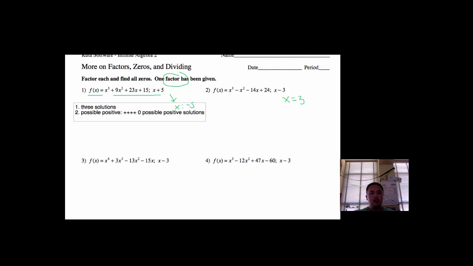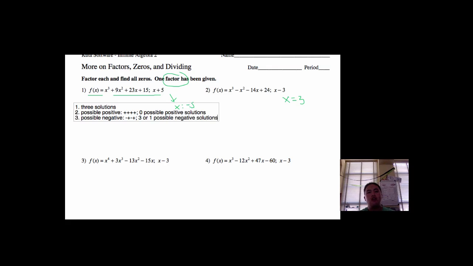Okay, so far? Now I'll do the negative. Remember, to do negative, I'm only changing the signs of odd exponents. So the first one I have x to the third, because it's odd, what was once positive, I'll make negative. I have 9x squared, because it's a squared, that will stay positive. I have this plus 23x, because it's odd, instead of a plus, it's now going to be minus. And this plus 15 will stay plus. Now, how many sign changes do I have? I have 1, 2, and 3 sign changes. So for my possible negative ones, I will have either 3 or 1 possible negative solutions.